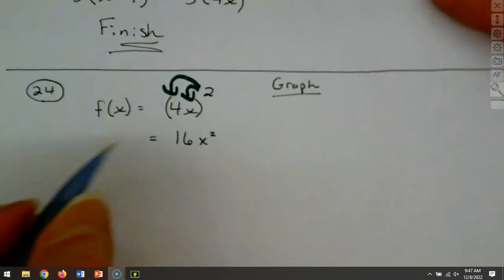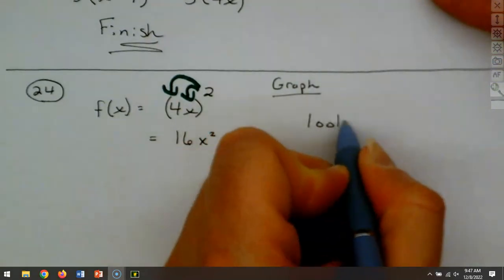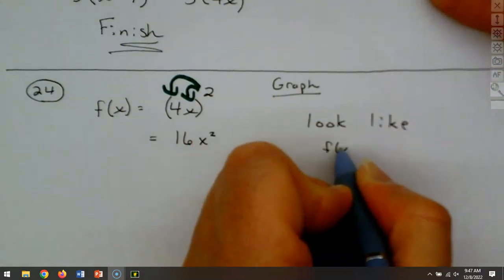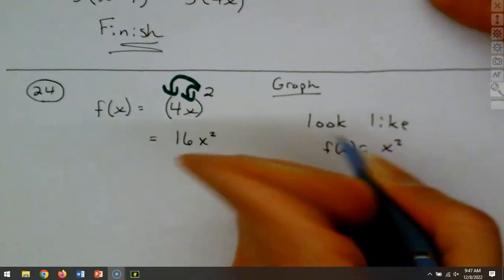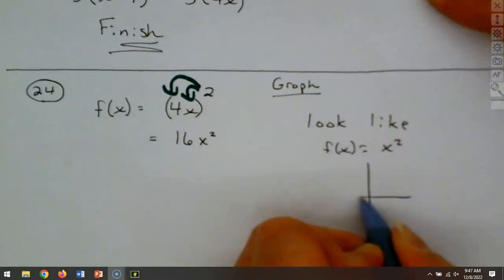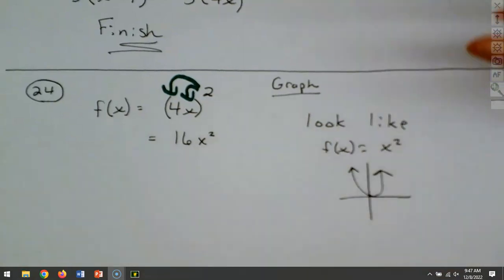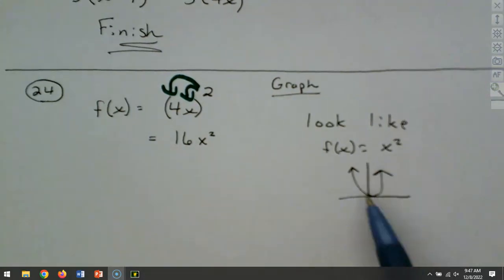Now, what is this going to look like? It's going to look like this. Looks like f of x equals x squared. And remember, whenever we have a square, that is a U. Now, yours might be an absolute value, or it might be a cube or something like that. But remember, if it's a square, it's a U. If it's a cube, it looks like that. Absolute values make a V.